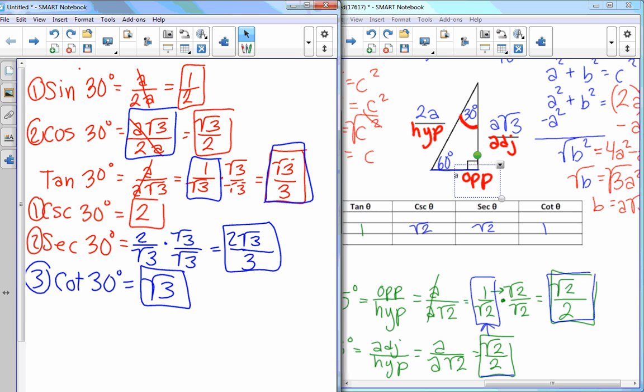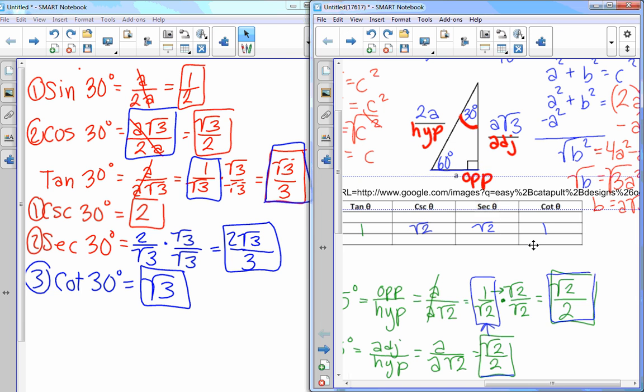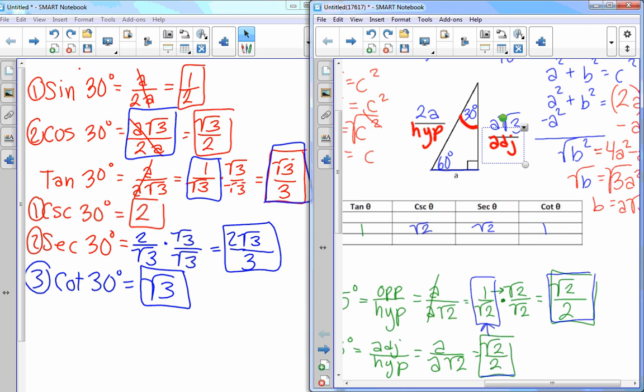So we come back to the triangle. When we change the reference angle to the 60 degrees, our labeling changes, but only the opposite changes. Hypotenuse is always going to be the hypotenuse. Oops, I don't think we can use this.